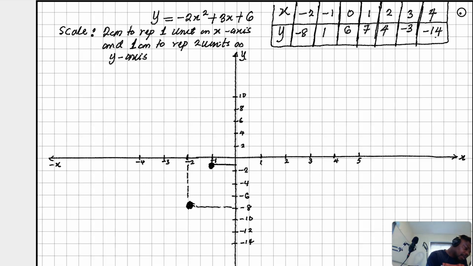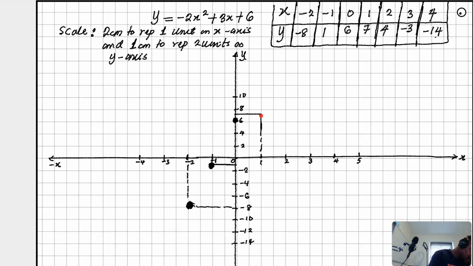Then, when x is 0, which is here, y is 6. So you just go straight from 0 to y 6. So there's a dot here. Then when x is 1, y is 7. So 7 should be between 8 and 6.